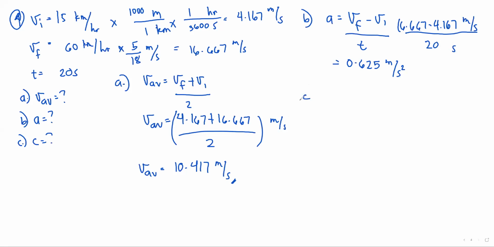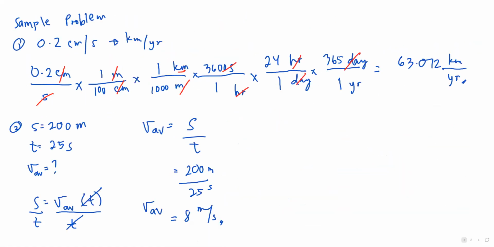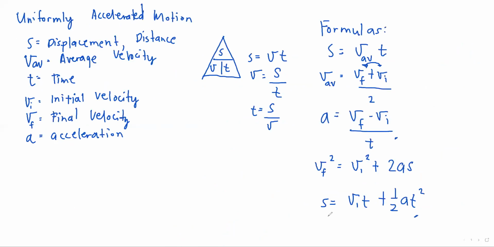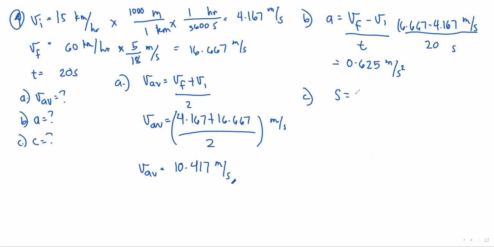Okay. So, C. For C, any formula we use is fine, as long as it has S, the distance we are looking for. We can use this formula, or this one, or that one. Let's try three and see if the answers match or come close. We have average velocity as 10.417. So, S is equal to average velocity multiplied by time, which is 10.417 meters per second multiplied by 20 seconds. The final answer is 208.34 meters.